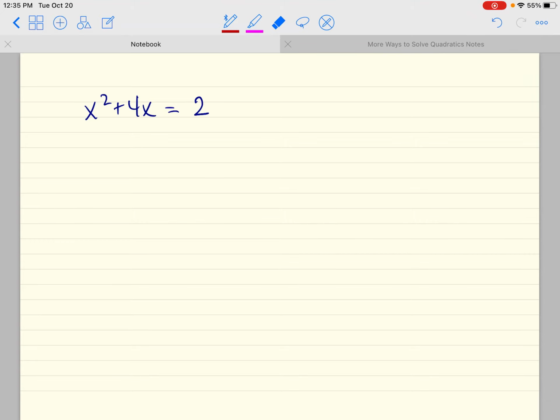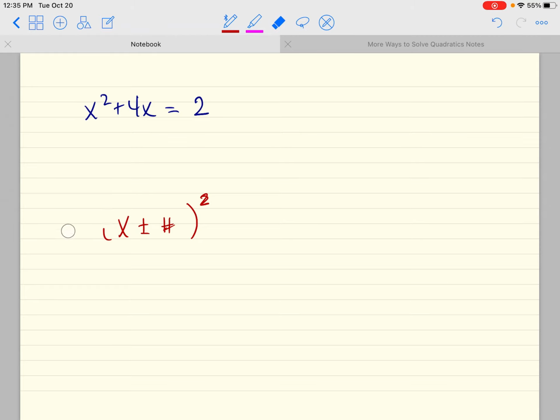So the next method I'm going to show you is called completing the square. What it does is it takes a quadratic equation like this particular example, and even though it isn't factorable, it's going to take this one and make it factorable. And it's not just going to factor randomly. What we want to do is factor it into a perfect square. So we want it to look like something plus or minus some number. We want it to be a perfect square, so a binomial squared.